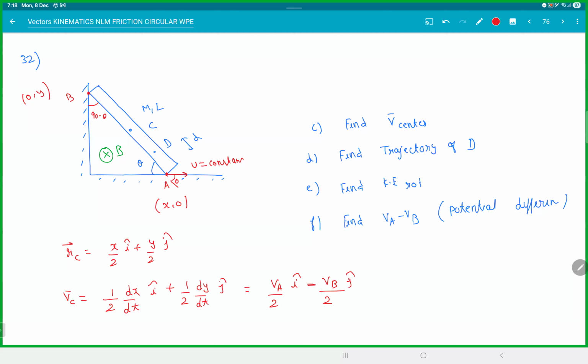And they can even ask you the trajectory of the center. Trajectory of the center will be xc square plus yc square. If you square them and add them, you will end up with x square plus y square. That is L square by 4. It's actually the equation of a circle with origin as the center.